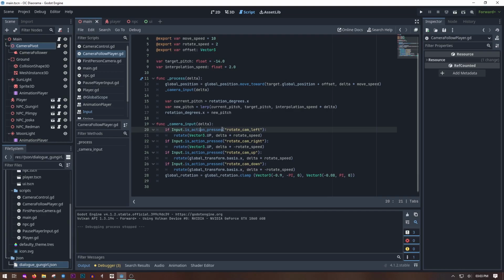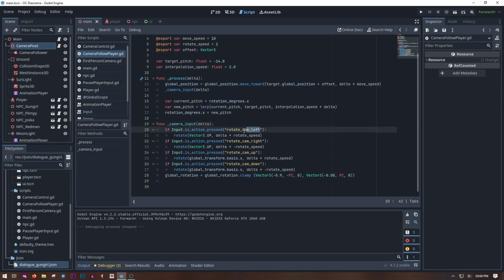And I learned later that when I press the interact button, lifting up the button also counts as an input. With is action just pressed or just released, you can define it as only happening when you release the button or push the button, but not either of them. This one is either of them because camera input is using an analog stick. It doesn't really matter. This is fine. But yeah, is action pressed, rotate cam left.